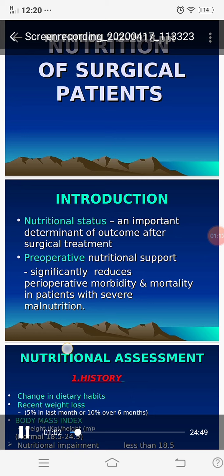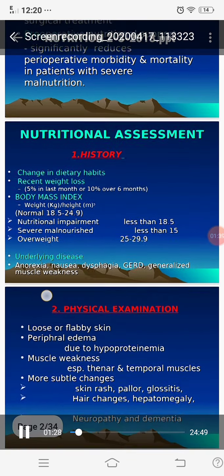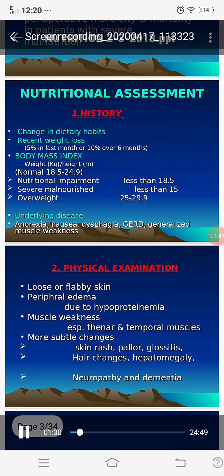For example, if the patient is malnourished and you do surgery, there may be chances of very poor healing of the wound. There may be chances of very bad recovery of the patient. So, it is very important that you assess the patient's nutrition level before surgery, especially in elective patients where there is no urgency. You can easily delay the surgical procedure.